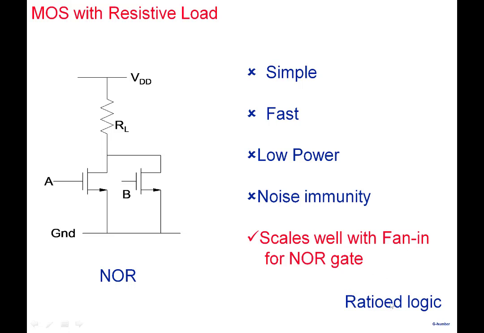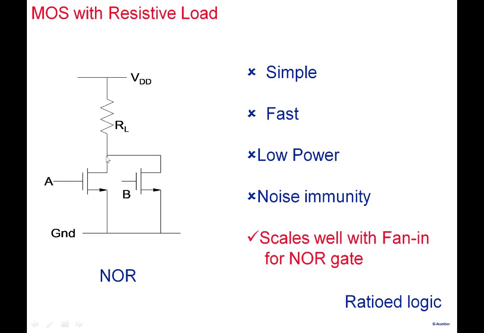Except that this is a ratioed logic also. Because the output value, note that when A is 0 and B is 0, when all of these are 0, then the output is stable VDD. Doesn't matter what RL is there and what sizes are there, fine. But when A is high, then the output value here is supposed to be 0. But then it depends on what value of RL I choose here and what size I choose here. So it's a ratioed logic. It's a ratioed logic, so the output value depends on the sizes here.